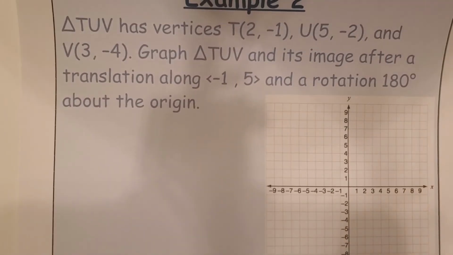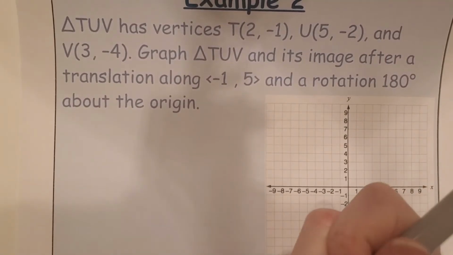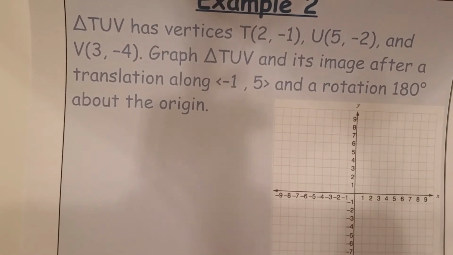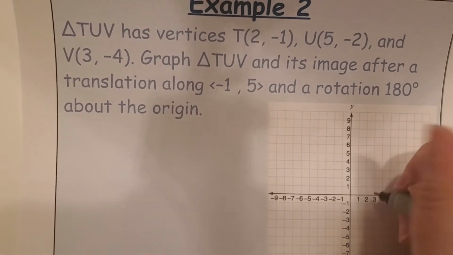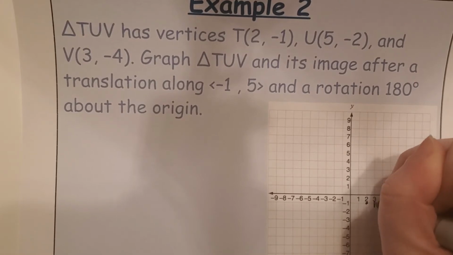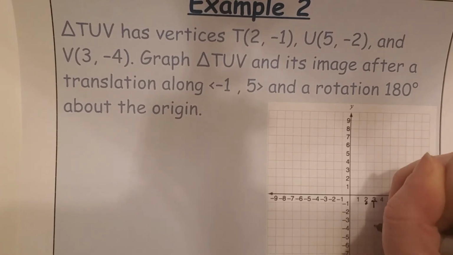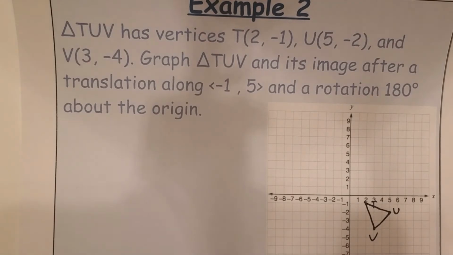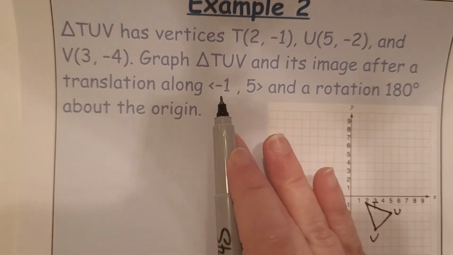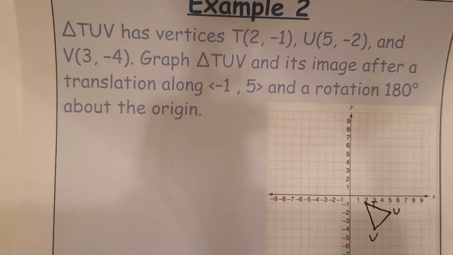All right, so a few more problems then, just practicing composition of transformations. Just a bunch of different combinations. So here's our triangle. Again, we're going to go in order. We're going to take our original points and translate them along that vector first. So subtract 1 from every single x value and add 5 to every single y value.